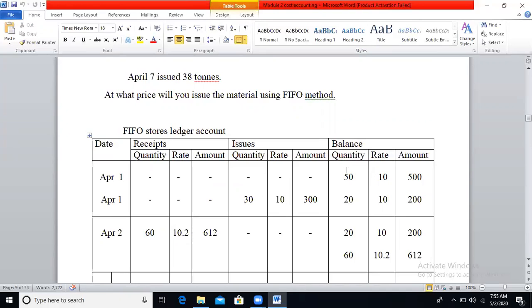Now, out of the opening balance 50, we have already issued 30 units. The remaining balance will be 20 units at rupees 10. So total value will be 200.